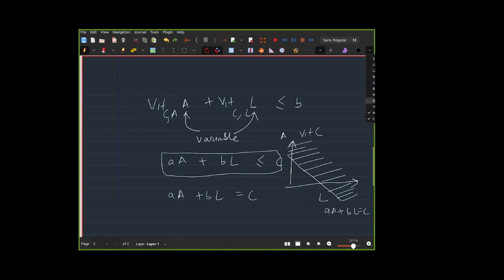Now let's take another line for the next budget. There was also a calorie budget, right? So let's say that would be d times A plus e times L is equal to f. So this is my new equation, right? And let's say that line looks something like this. Maybe like this. So this is another constraint.